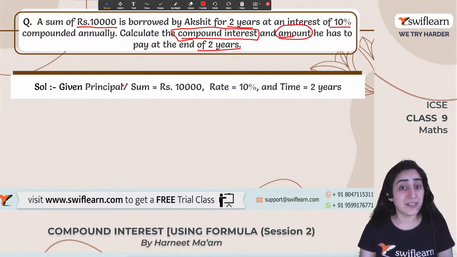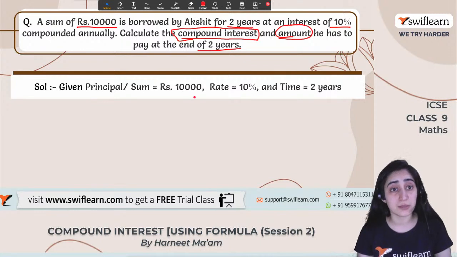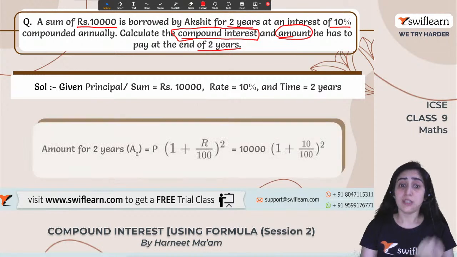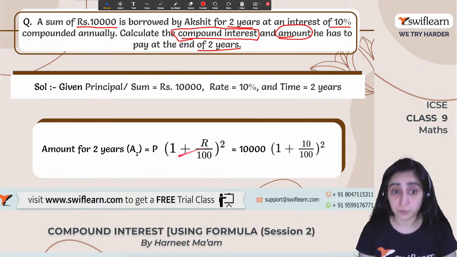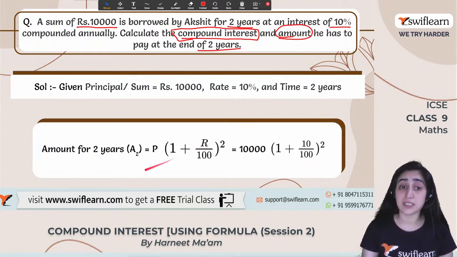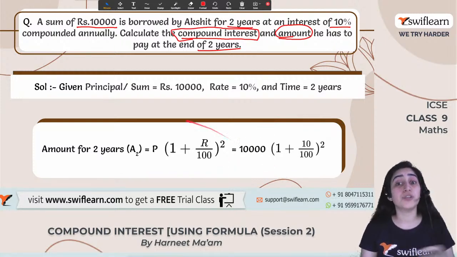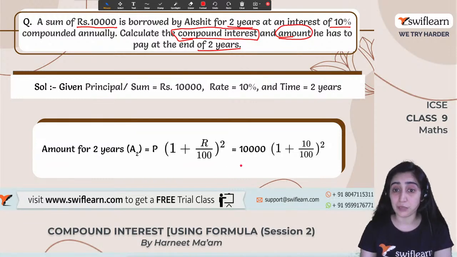Given the principal amount is 10,000. Rate of interest is given to me, that is 10%. And time is given to me, 2 years. What do they want me to find? They want me to find the compound interest as well as the amount. So simple as that, for the amount that they want me to find for 2 years, I simply need to calculate the amount. So principal bracket 1 plus R by 100 to the power of 2. This is how you will write. This statement is very important. All right. So on putting this, you will first write the formula that carries half a mark and later on substitute the values.